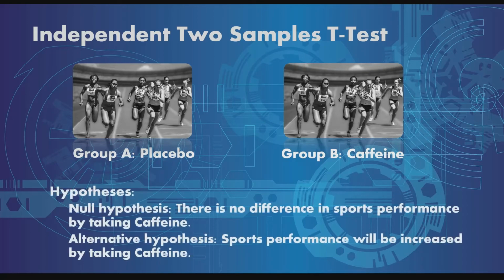So our hypothesis in this experiment is that the null hypothesis, there is no difference in the sports performance by taking caffeine, whereas the alternative hypothesis is that sports performance will be increased by taking caffeine, or there is difference between the group A and group B when group B take caffeine.